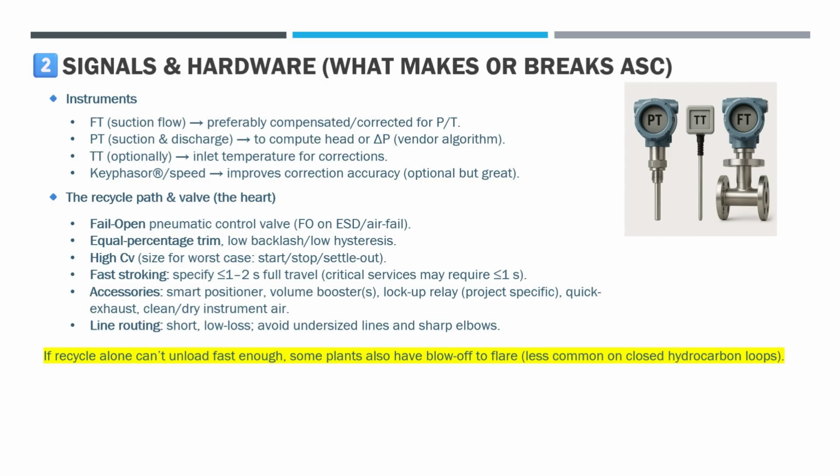The recycle valve is the heart of the system. Fail-open pneumatic control valve. Equal percentage trim, low backlash, low hysteresis. High CV, sized for worst-case conditions. Stroking time 1 to 2 seconds. Critical services may need 1 second. Accessories: smart positioner, volume boosters, quick exhaust, lockup relay, and clean instrument air. Routing: short, low-loss piping, no sharp elbows. If recycle alone can't unload fast enough, some plants also use blow-off to flare.